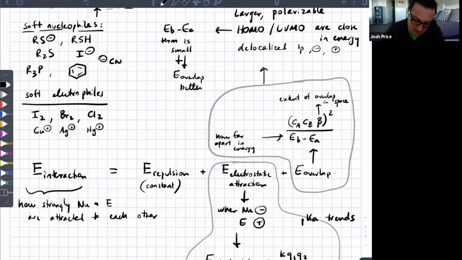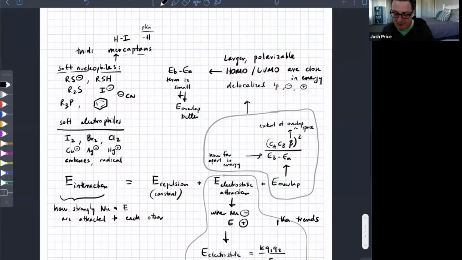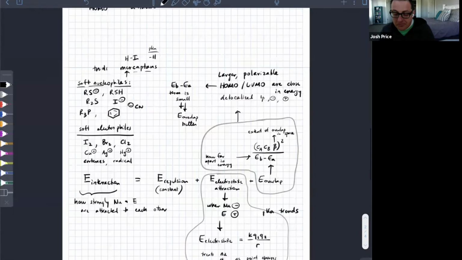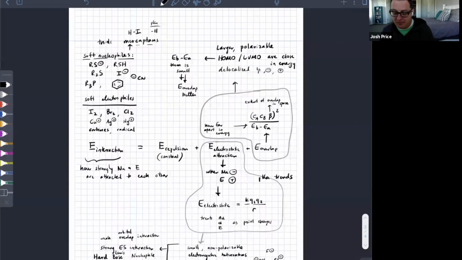Also on this list would be included carbenes, and actually radicals can sometimes be considered soft electrophiles. Okay, so there's nothing to memorize here. I just feel like I've heard people talk about this before, and I never really understood it myself. So I feel like it's useful to see that there are two different ways to be a good nucleophile. Okay, so questions you want to ask there?